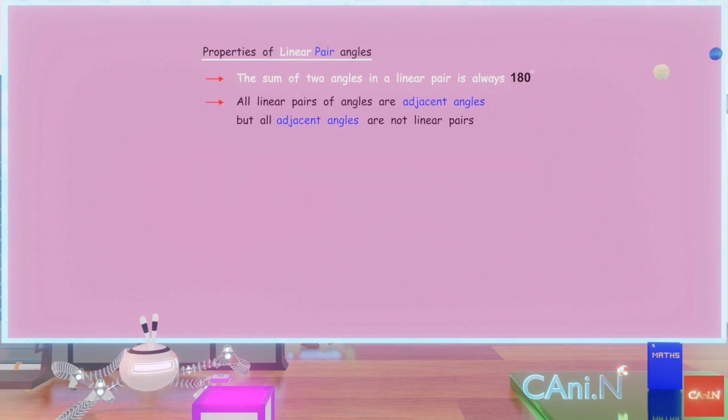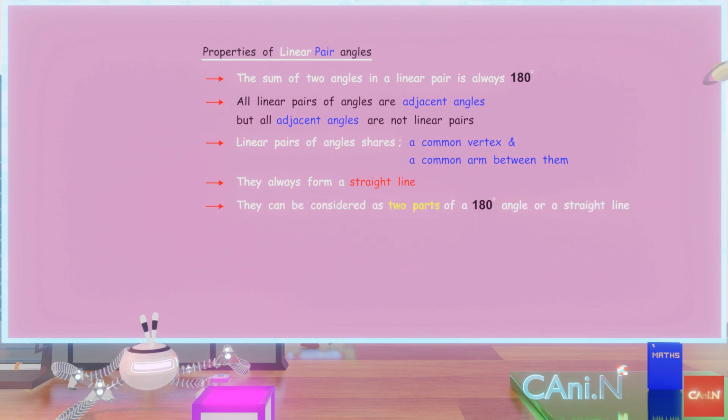Properties of linear pair angles. The sum of two angles in a linear pair is always 180 degrees. All linear pairs of angles are adjacent angles, but all adjacent angles are not linear pairs. A linear pair of angles shares a common vertex and a common arm between them. They always form a straight line. They can be considered as two parts of a 180 degrees angle or a straight line.